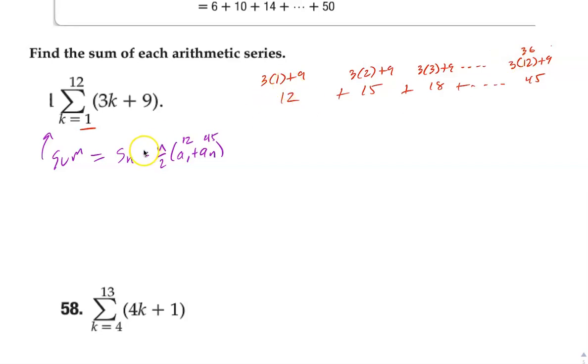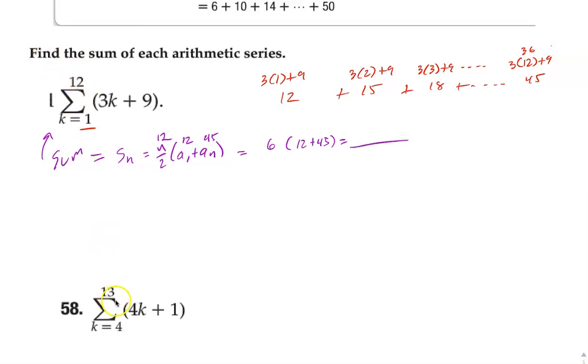Now n's a little tricky. n is 12, and that makes sense. 1 to 12 is 12. But if you subtract, you actually only get 11. When you're counting, it's how many things are between 1 and 12. 1, 2, 3, all the way to 12 is actually 12 terms. So n is 12. So I'll get 6 times 12 plus 45, and whatever that equals will be my answer.